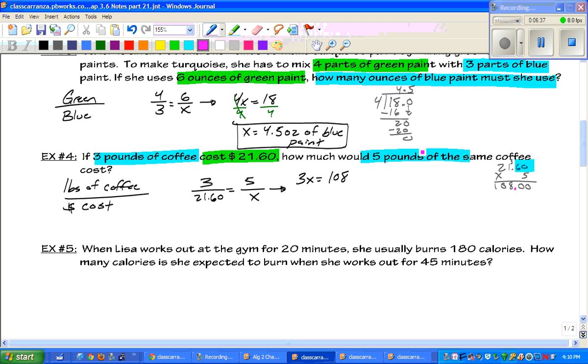To get the x by itself, divide both sides by 3. Oh, don't know that either. So 108 divided by 3. 3 goes into 1, no, 3 goes into 10 3 times. Bring the 8 down, and 3 goes into 18 6 times. So we get x equals 18, and we're talking about dollars. And it shouldn't be 18. Where did the number 18 come from, Mr. Grice? Should be 36.